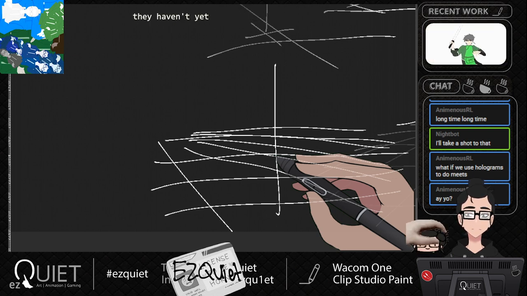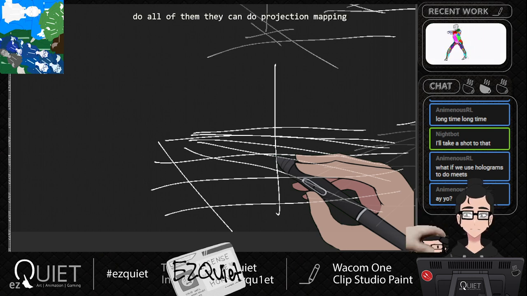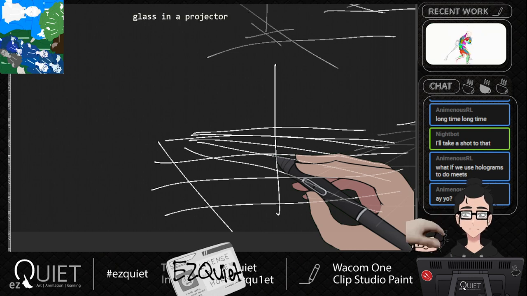There's so many other ways they could do it. They don't even have to do holograms. They could do projection mapping, maybe. Maybe they can have those translucent ones. These are a little bit more expensive because they're special tapered glass. But they can have the glass and a projector that projects onto that glass, and they can actually move around in 3D.